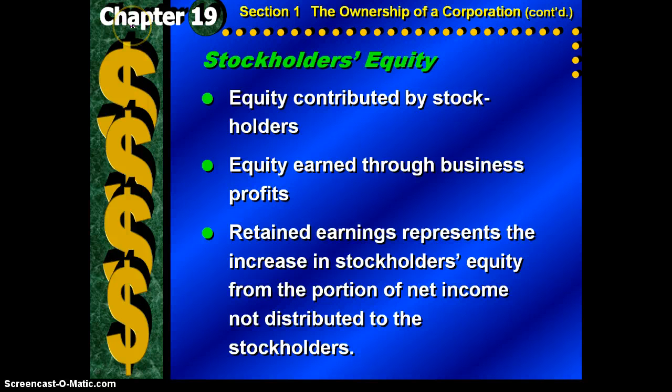So what is stockholders' equity? Stockholders' equity is the equity or the money that's contributed by stockholders. It is also the money or the equity that is earned through business profits. And we're going to use another account called retained earnings, which represents the increase in stockholders' equity from the portion of net income that we do not distribute to our stockholders. The money that gets distributed to stockholders are called dividends, which we'll talk about in a later chapter. But just for our purposes here, retained earnings is another account that we're going to use, and that's the money that we retained within the business.